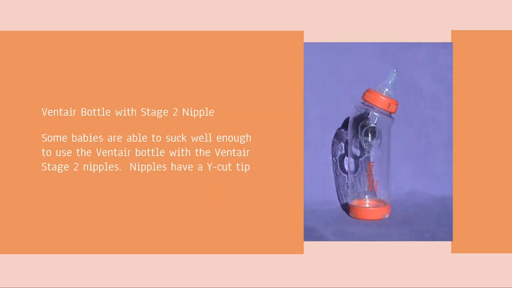This is a Ventair bottle with a stage 2 nipple. Some babies are able to suck well enough to use the Ventair bottle with the Ventair stage 2 nipples. The nipples have a white cut tip.